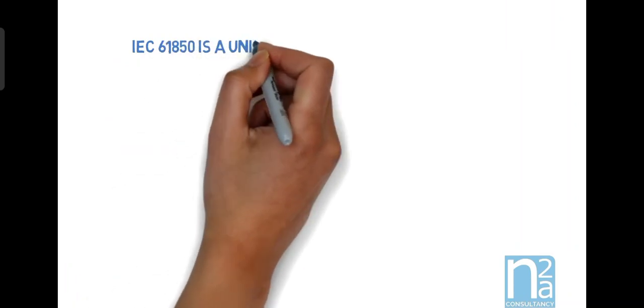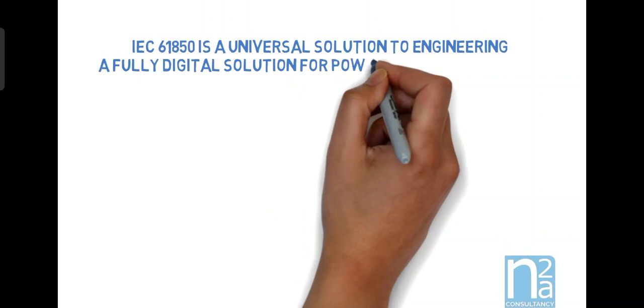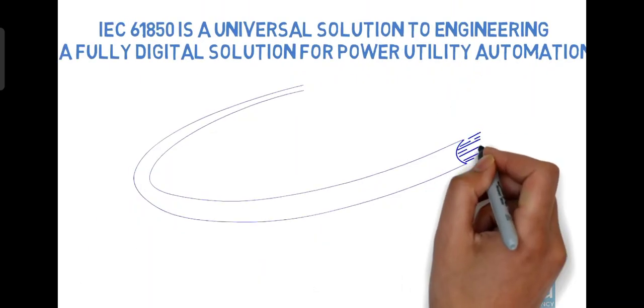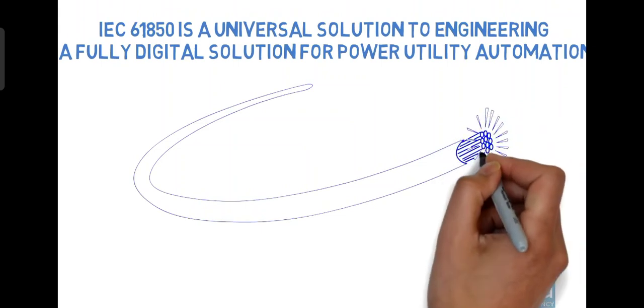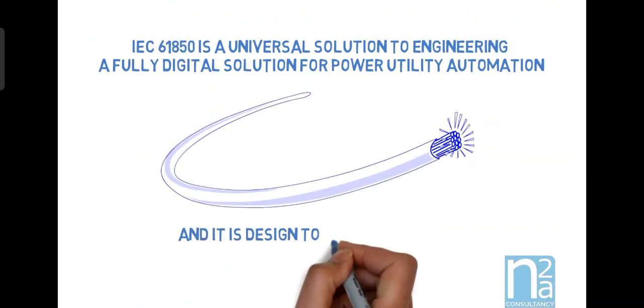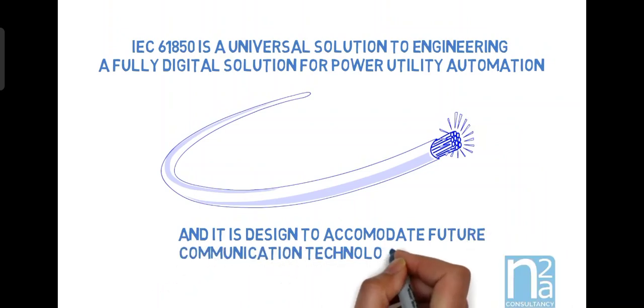To make a summary, IEC 61850 is a universal solution to engineer a fully digital solution for power utility automation. It is built in a way which can accommodate the future evolution of communication technology. It is allowing easy reconfiguration of the system without physical intervention on the ground. It is allowing multi-vendor solutions.